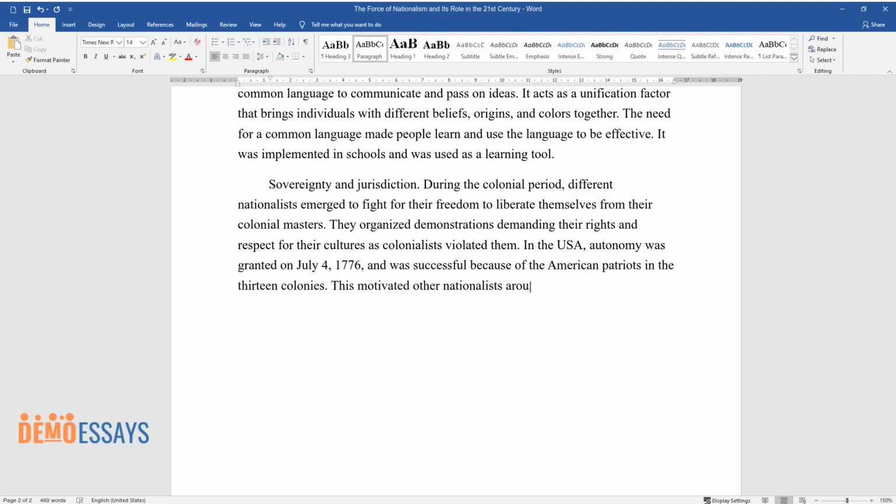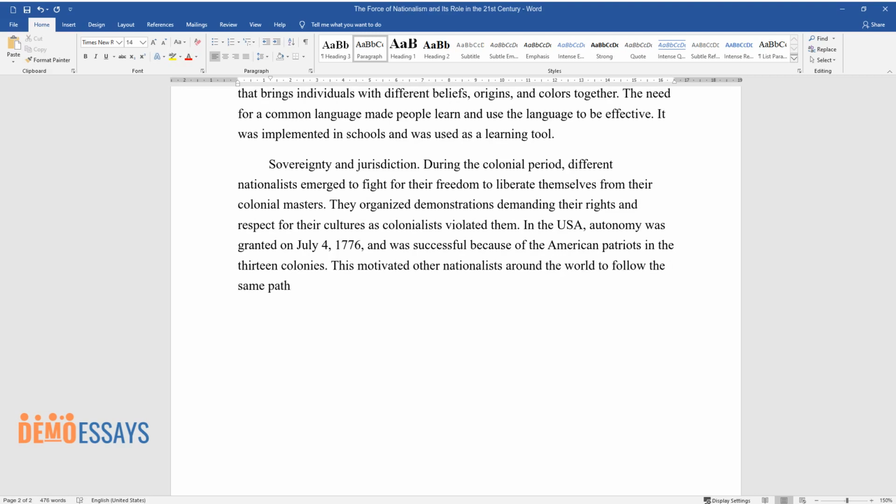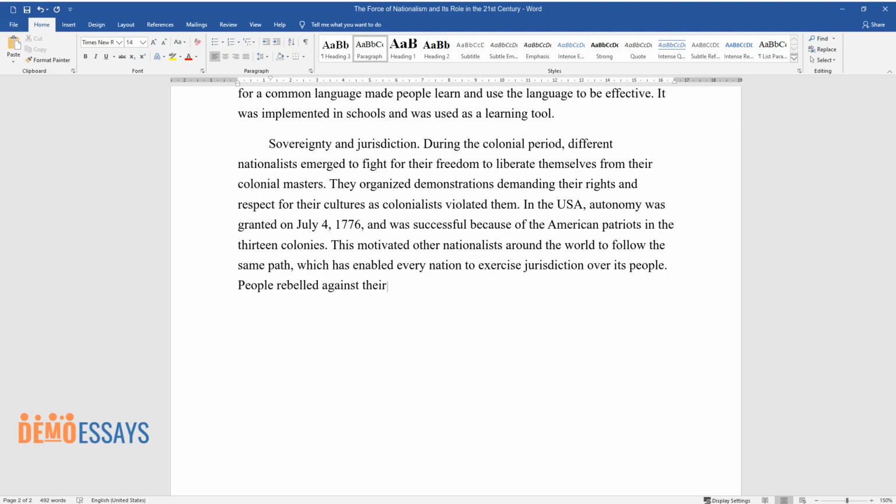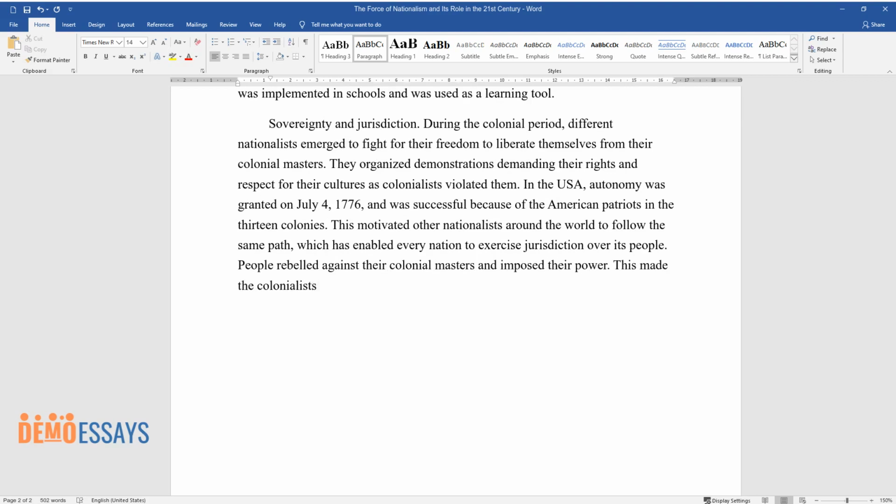This motivated other nationalists around the world to follow the same path, which has enabled every nation to exercise jurisdiction over its people. People rebelled against their colonial masters and imposed their power. This made the colonialists develop fear and finally resolve to grant freedom.